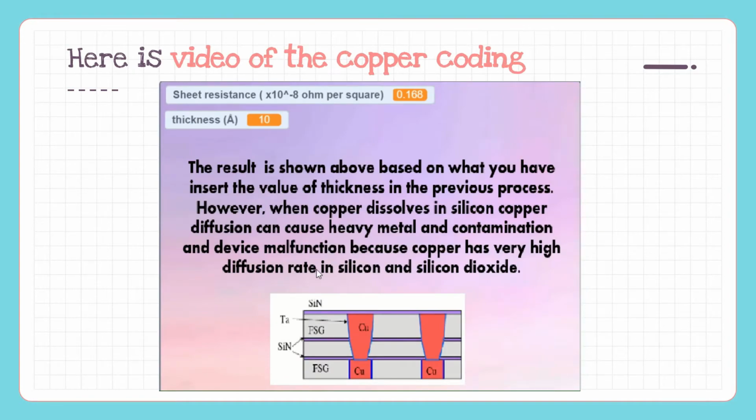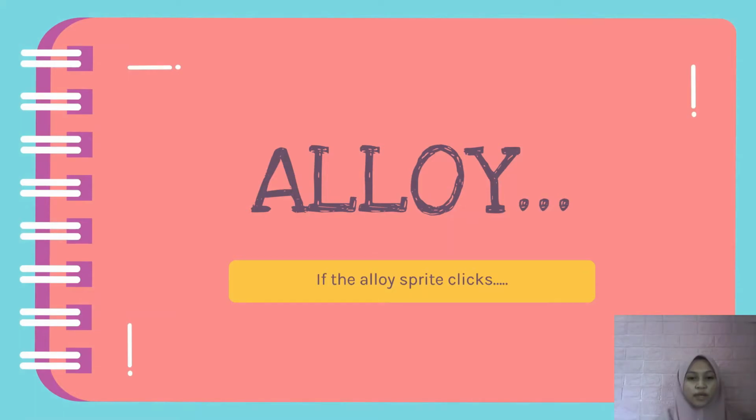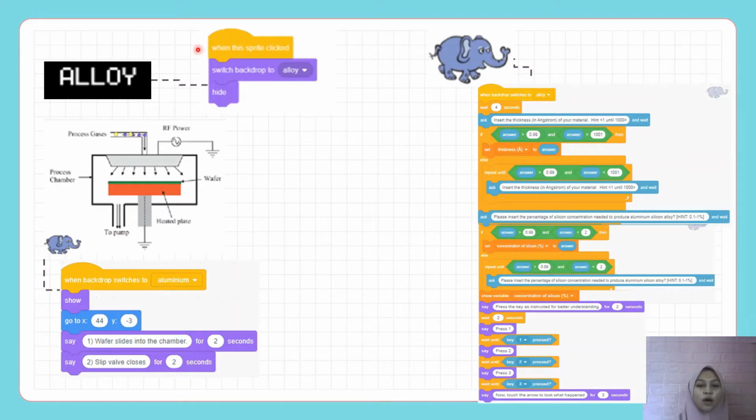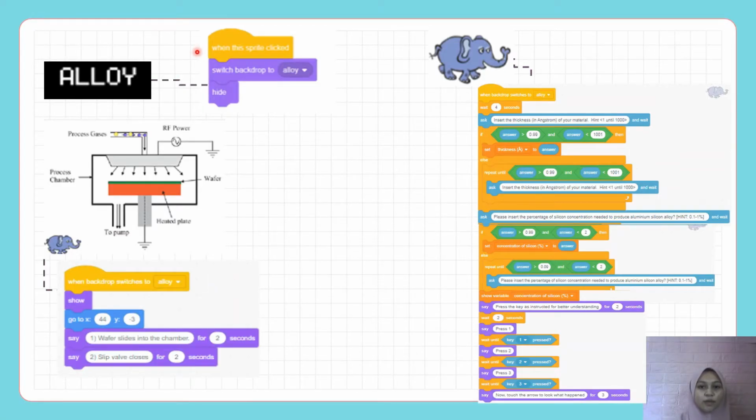So this is our result for copper metallization. As we can see at the top left, it shows the results of sheet resistance and the thickness, and thus our copper metallization is done.